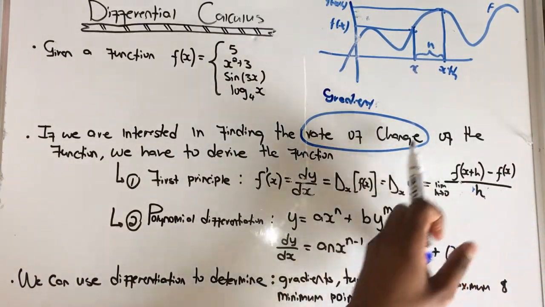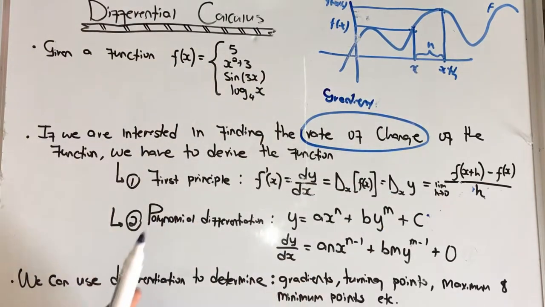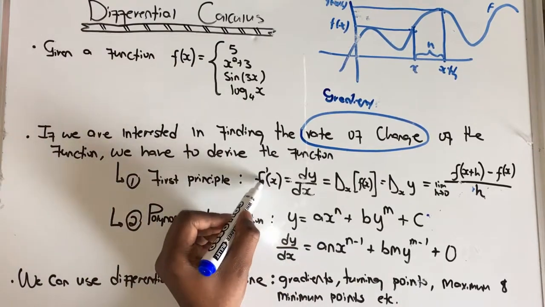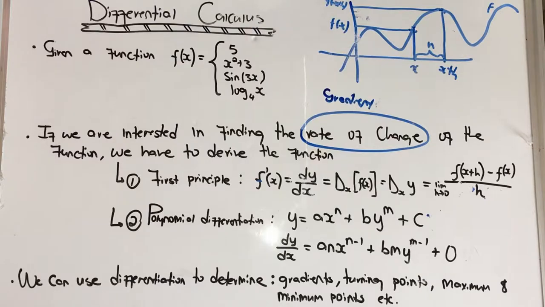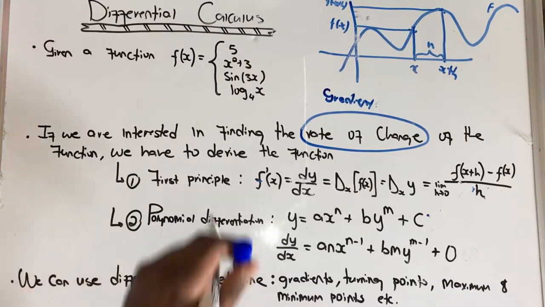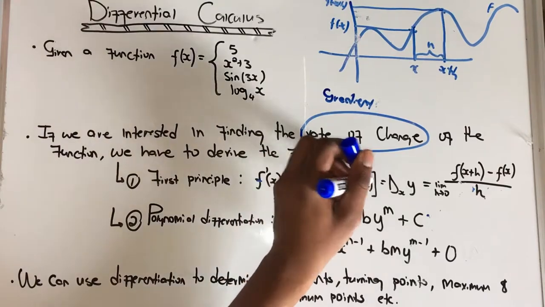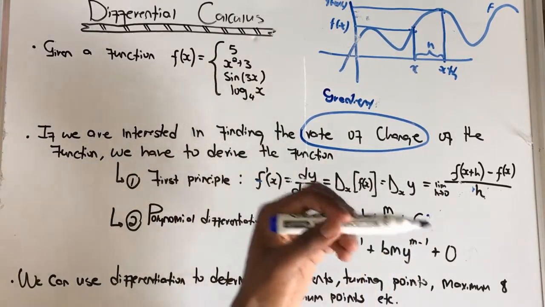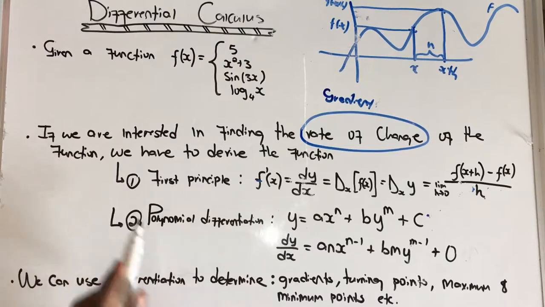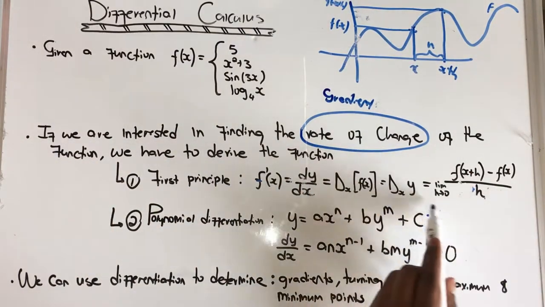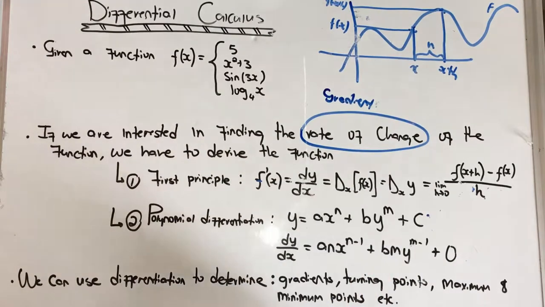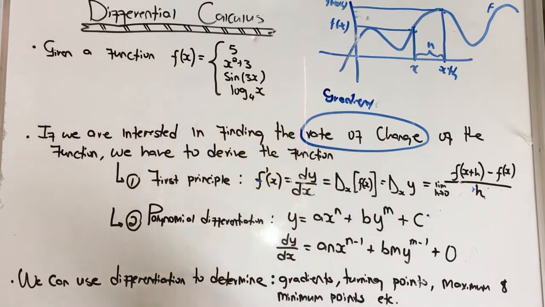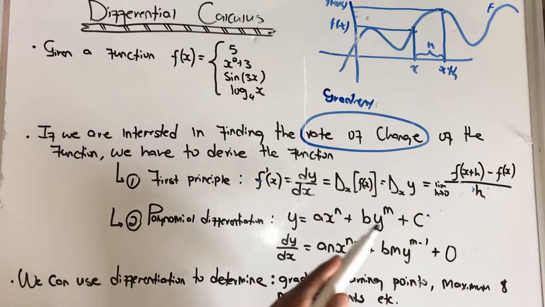So that is how we find the derivative of any function from first principles. For a function f of x, we denote the derivative as f prime of x, or dy/dx, or d/dx of f of x, or d/dx of y. All of these mean the derivative of f or y. So this is the derivative from first principles. We use this formula, which is based on the average gradient, and then we limit h to be as small as possible. We'll watch an example later on.